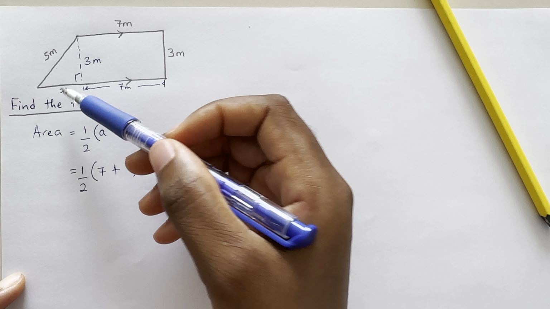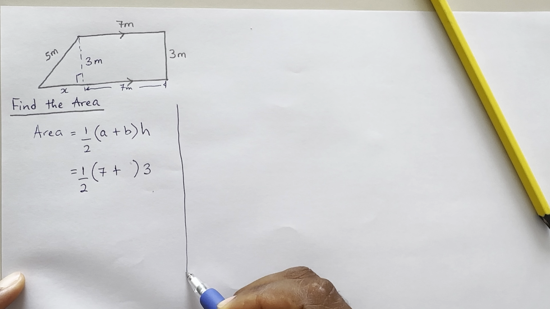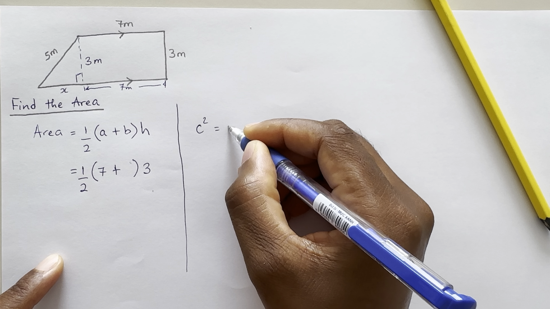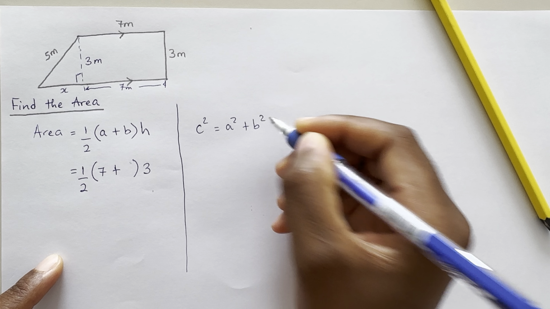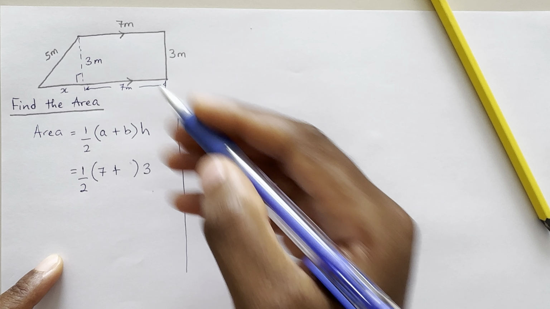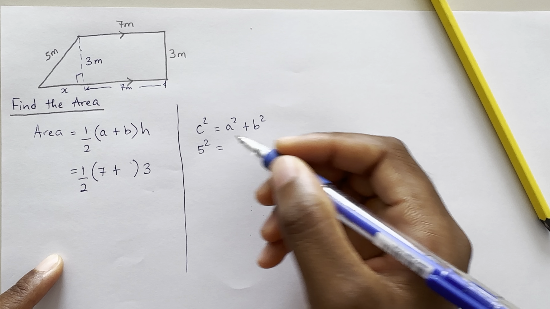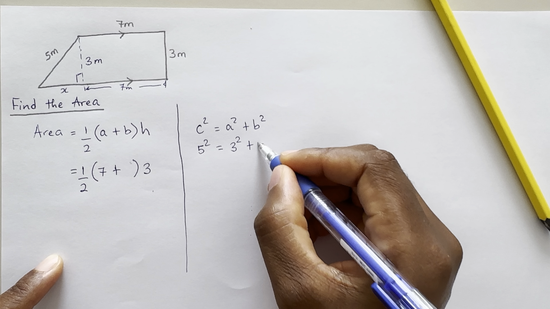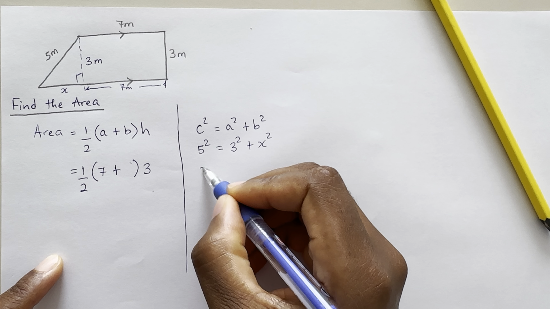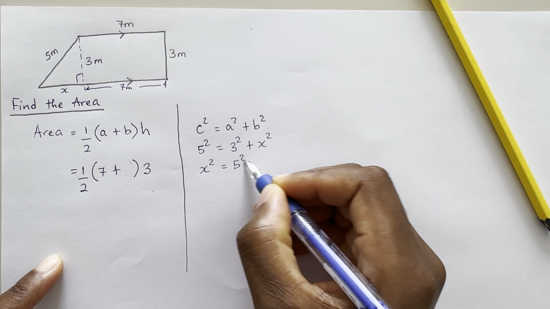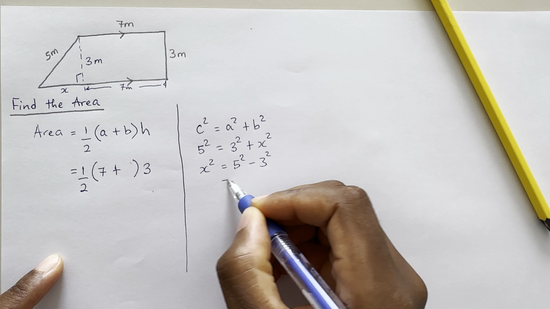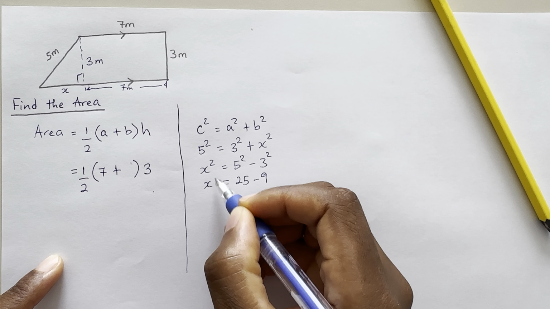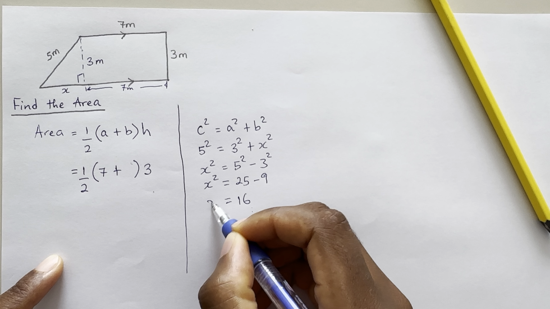So for us to find X, I hope you remember your Pythagoras theorem that says c squared is equal to a squared plus b squared. So c squared is this, which is 5 squared, is equal to a squared, we can take 3 squared, plus x squared. So now we need to find x squared. So x squared is equal to 5 squared minus 3 squared. Let's simplify. 25 minus 9 is equal to x squared, and we get 16 is equal to x squared.